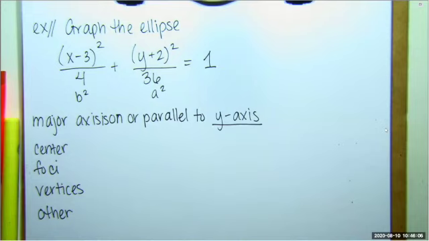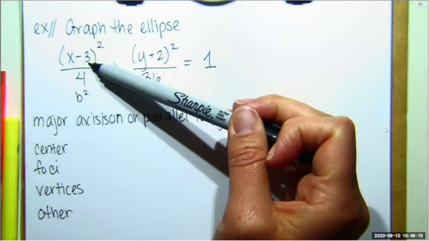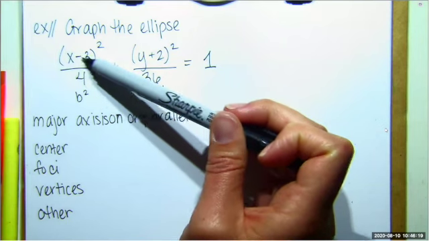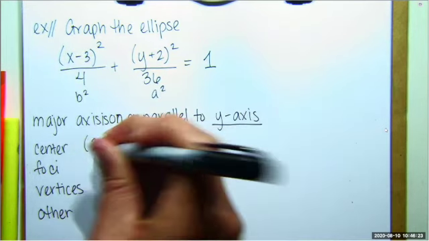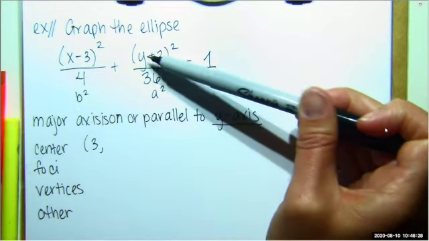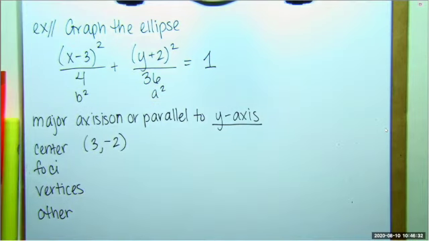All right. So first thing we'll do is label our center. Our equation was x minus h and y minus k. So if it was x minus h, that means the x coordinate of our center is going to be 3. For y minus k, this would be y minus -2. So the y coordinate of our center is -2.